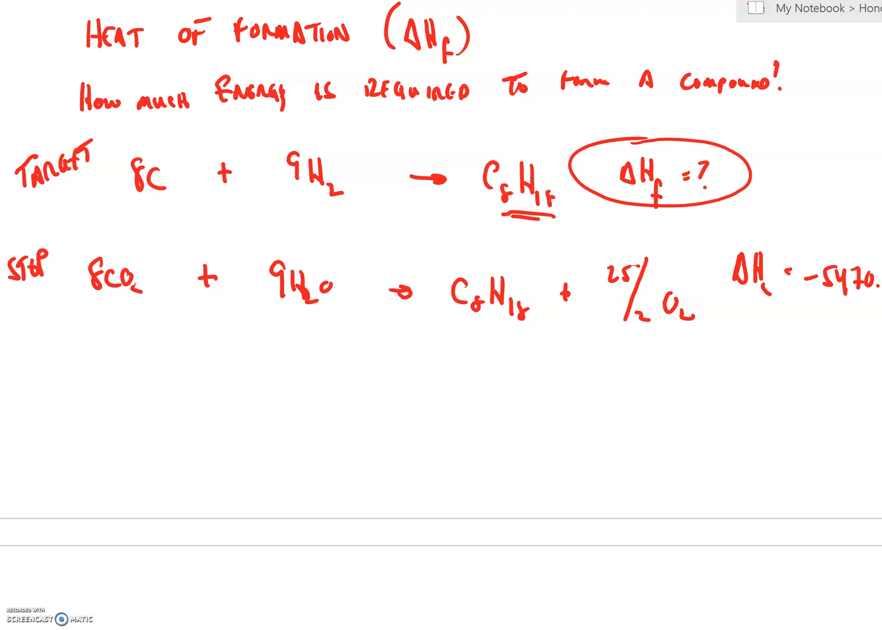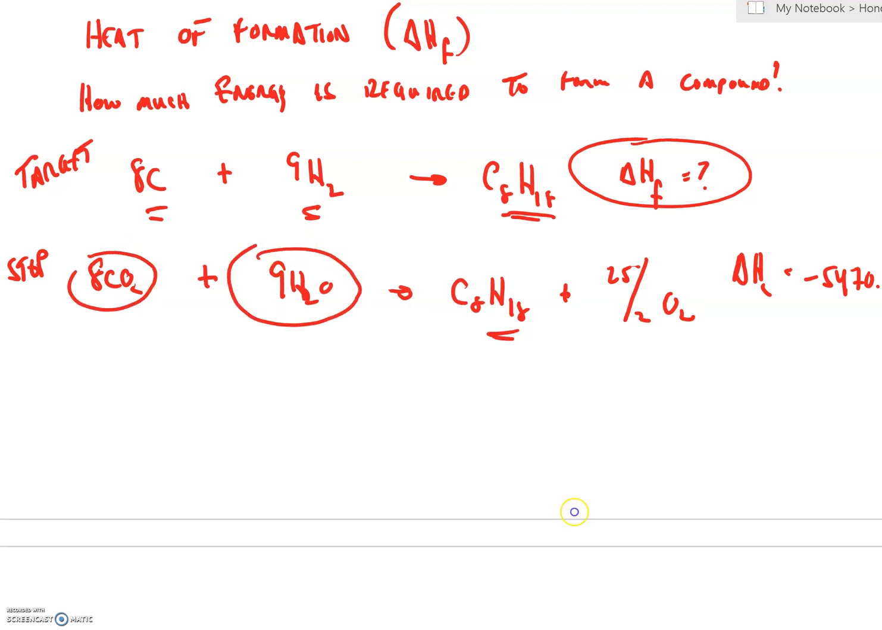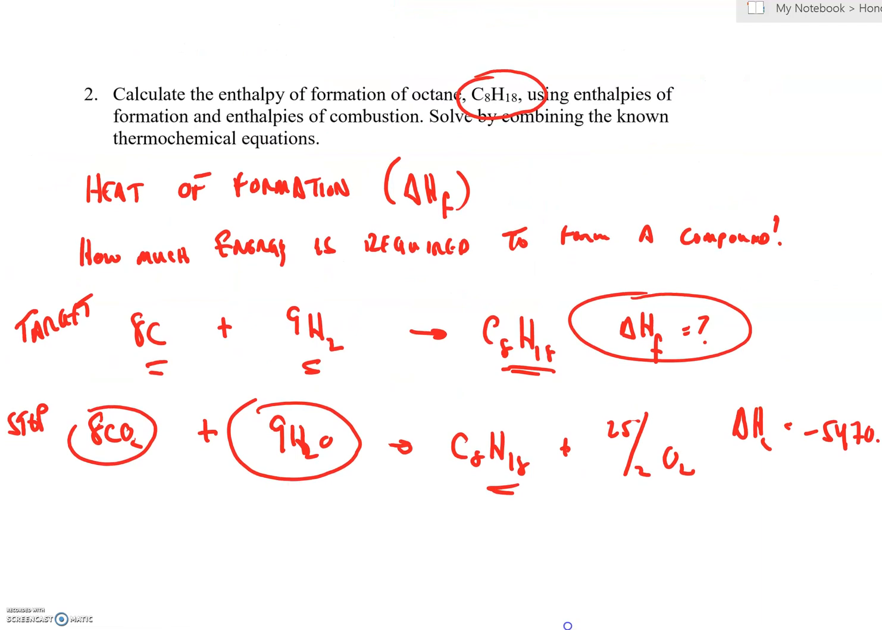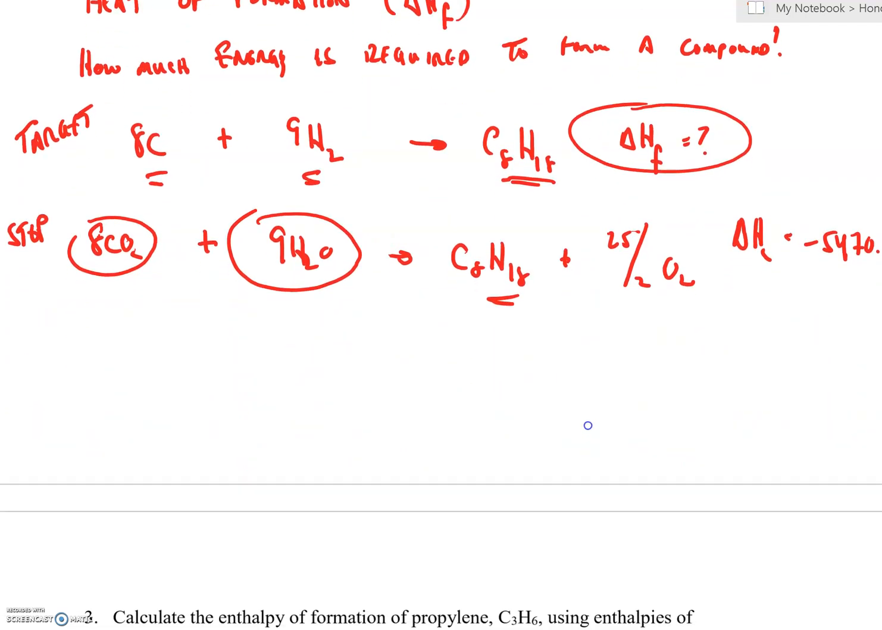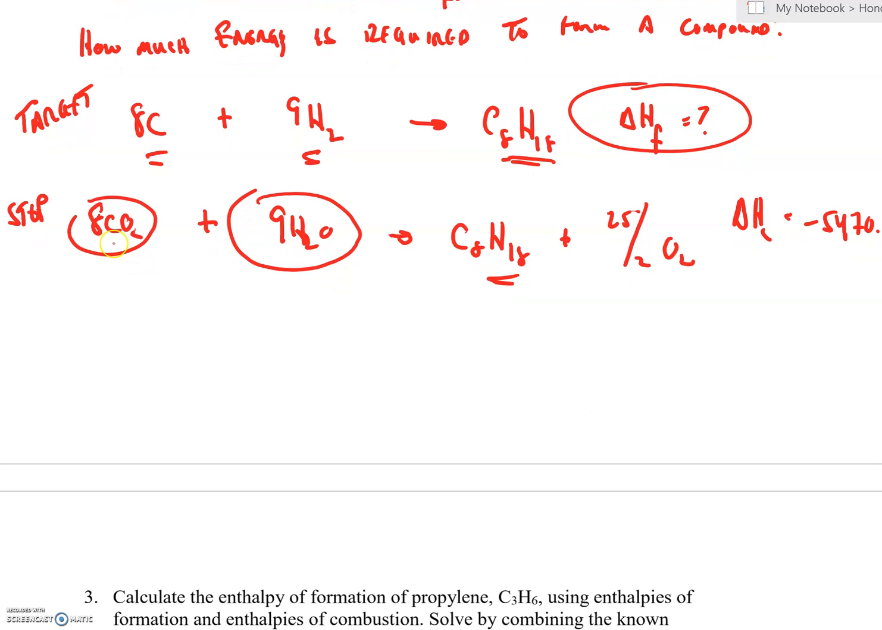Now, we've got the C8H18, but we also need to get the 8 C and the 9 H2. So here's how we're going to do that. We're going to use the heat of formation of these two compounds. It says right here, solve by using enthalpies of formation. If we use the heat of formation of this and this, you'll see what happens. Let's take this CO2.